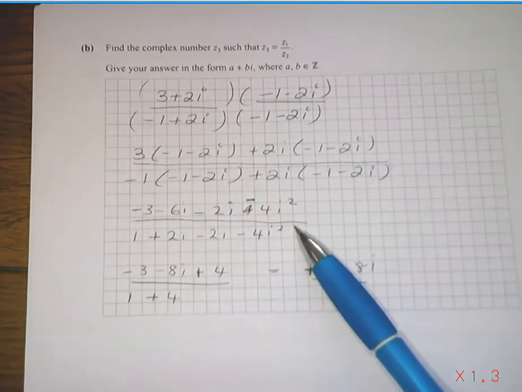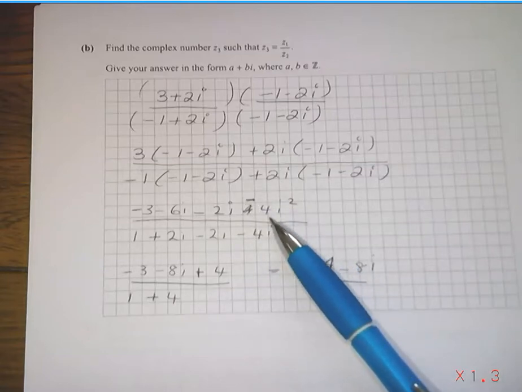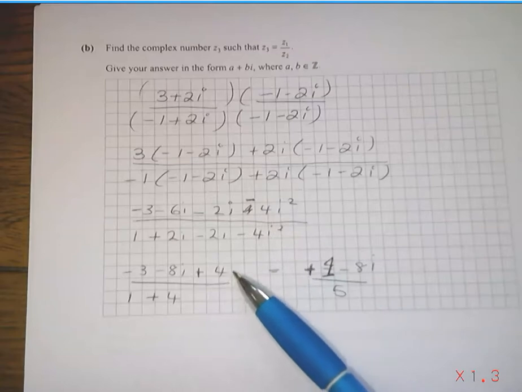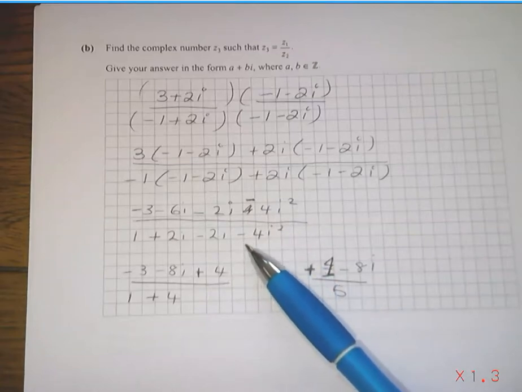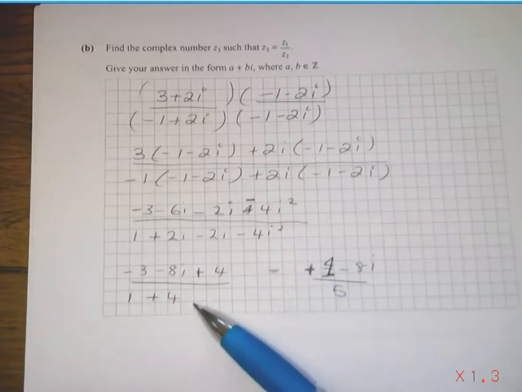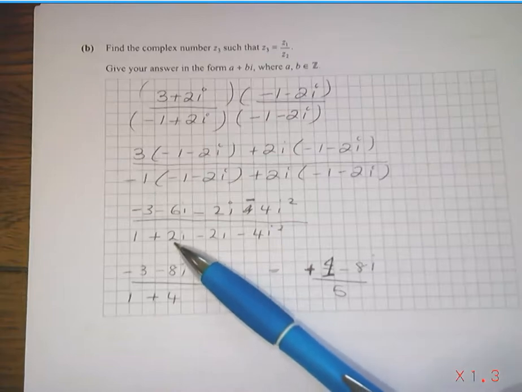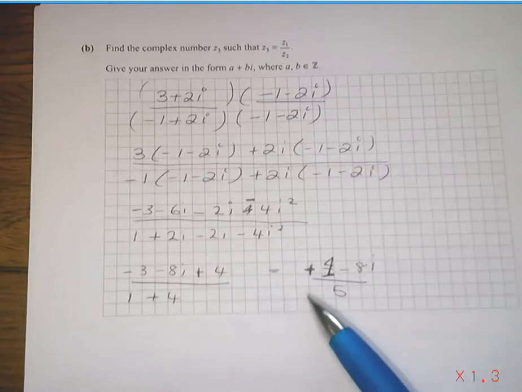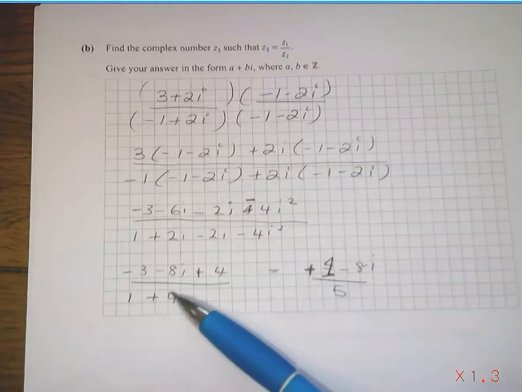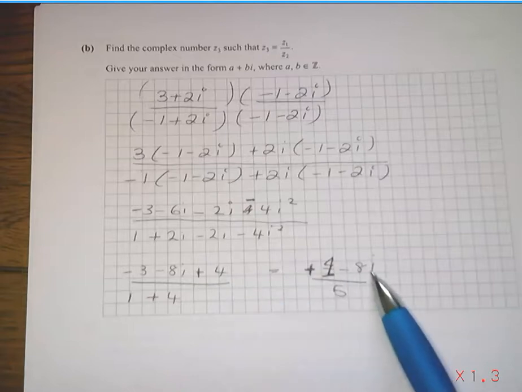So in terms of tidying them up, your i squareds are equal to minus 1. So we have a minus 4 i squareds, so that will become plus 4 at the top, and at the bottom exactly the same, minus 4 i squared, so it will become plus 4. So when you tidy them up, you notice if you've done it correctly, you should have no i values on the bottom. So in terms of this, we end up with a minus 3 plus a 4, which gives you a plus 1, and a minus 8i on top, and it's over 5.